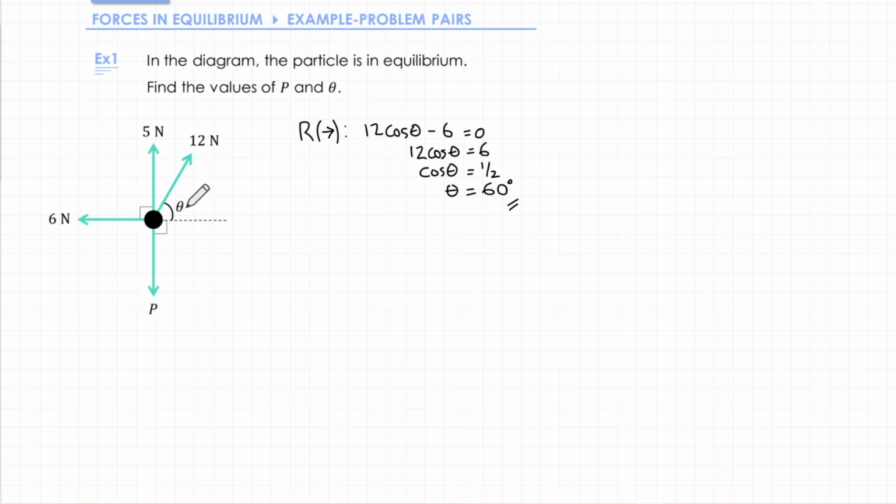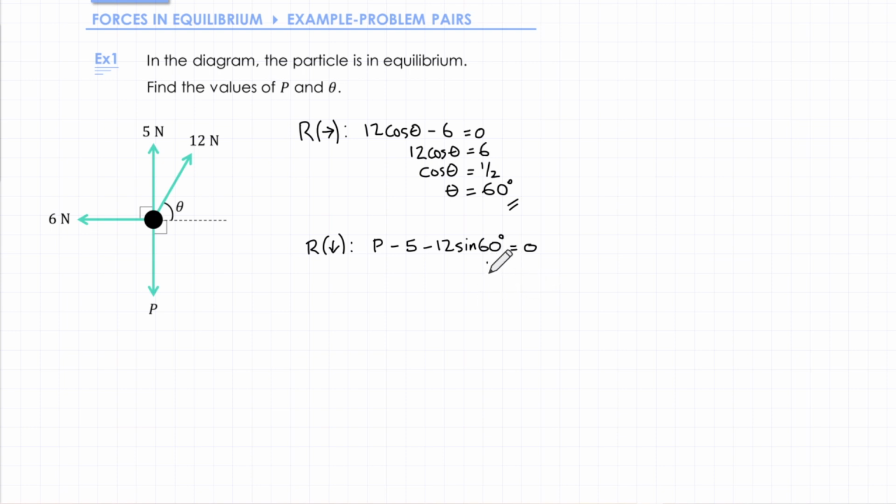Now that we know the value of theta, we can resolve vertically to find P. We'll take downwards as the positive direction. So we have P acting vertically downwards, and we have 5 newtons acting upwards, so that's P minus 5. We also have a component of the 12 Newton force acting upwards. As we're not crossing the angle this time, we'll be using sine. So we get minus 12 sine theta, where theta is 60 degrees. Again, acceleration is 0, so the right hand side is 0.